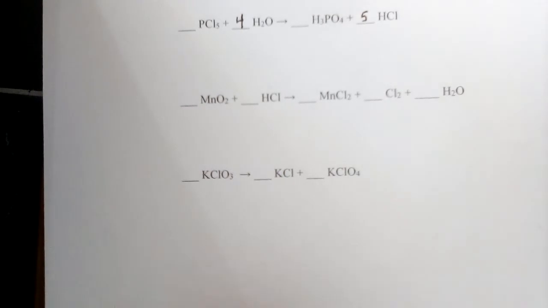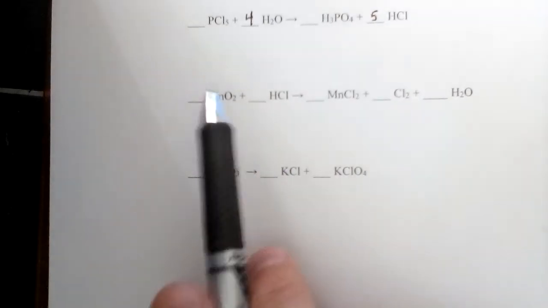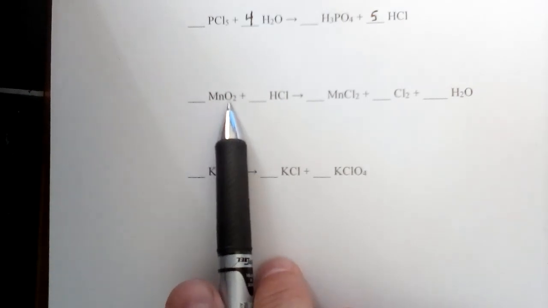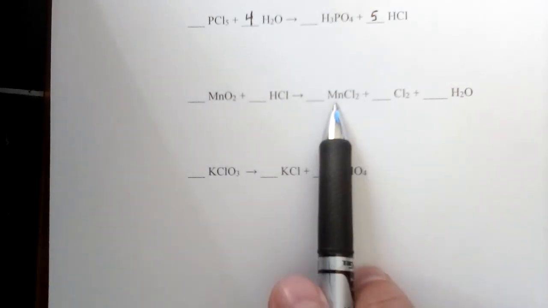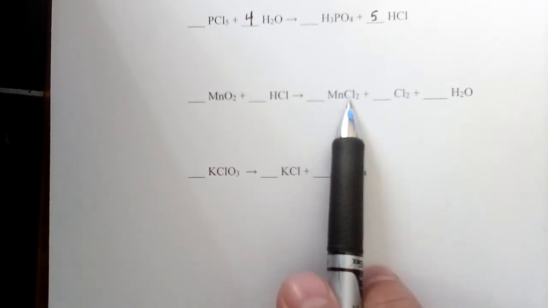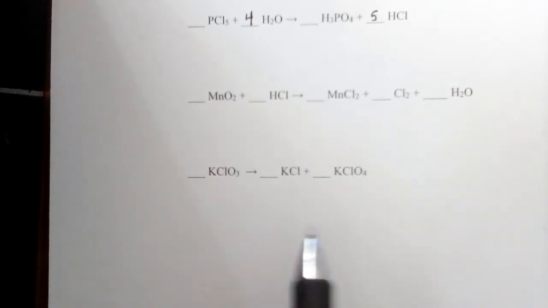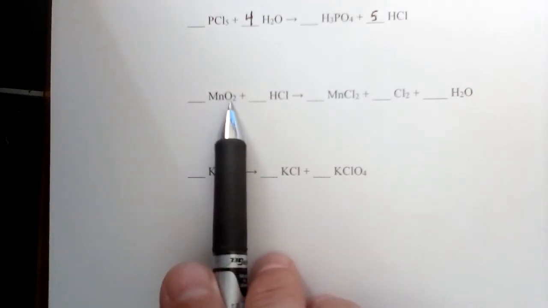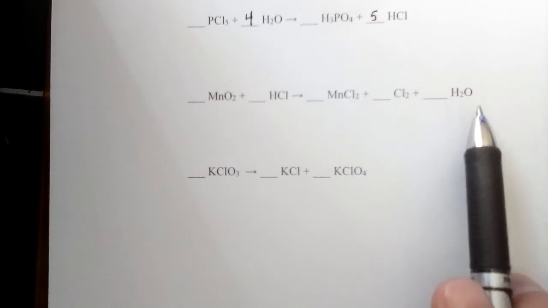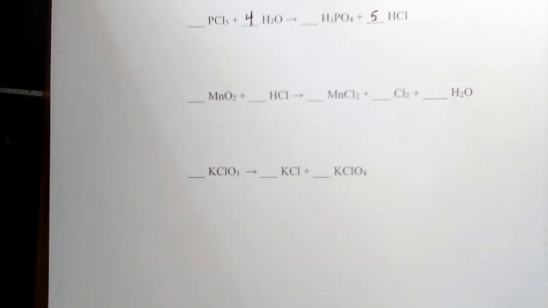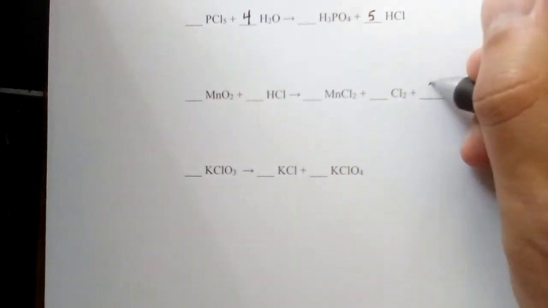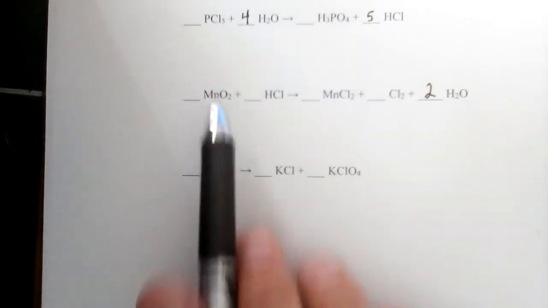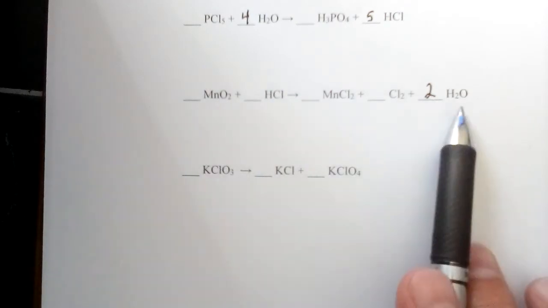Okay. Look at the second one here. There's one manganese here, right? Manganese 4 oxide, and 1 manganese over here. This would be manganese 2 chloride. So manganese is fine. 2 oxygens here in the oxide. There's 1 oxygen over here in the water molecule, so I want to start by putting a 2 right there to get a second oxygen. Okay, so now manganese is balanced and oxygen is balanced, right?